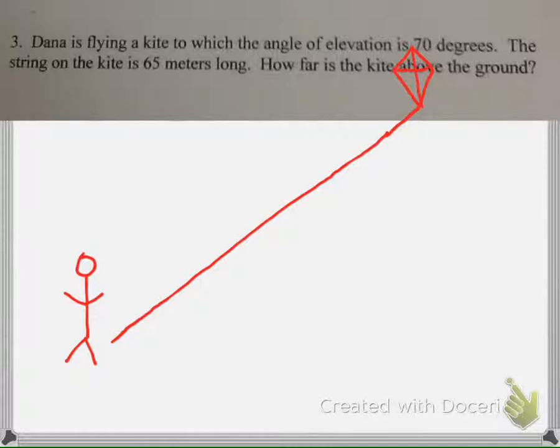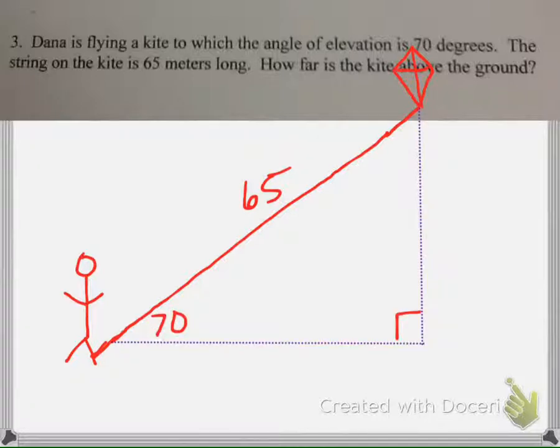When you fly a kite, the kite is not directly above your head. That wouldn't be very fun. And I said it has to be a right triangle, so you complete your right triangle. The length of the string is 65 meters. And they say the angle of elevation from the ground, 70 degrees. That's step one. Don't get ahead of yourself. Just draw your picture first, then relax.